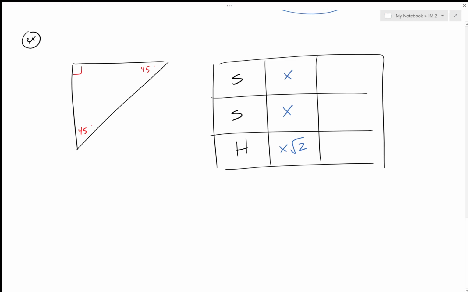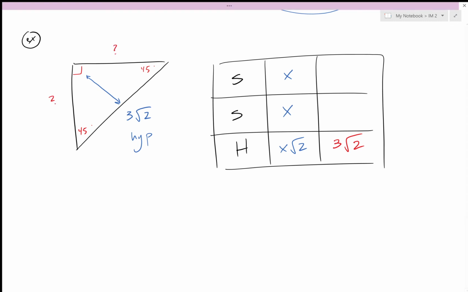This time they give us one side. It's going to be the 3 square root 2. And looking at its placement, it is across from the 90, meaning that this is the hypotenuse side. And when it's the hypotenuse, it's going to go in the bottom box, 3 square root 2. We need to find the other two sides, the short legs. So what we do is set it up and solve for x. So x square root 2 equals 3 square root 2.